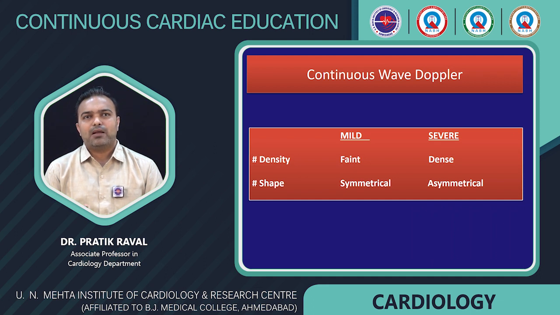In patients with mild MR, the jet is very faint and symmetrical, and in patients with severe MR, the jet is dense and asymmetrical or V-shaped.